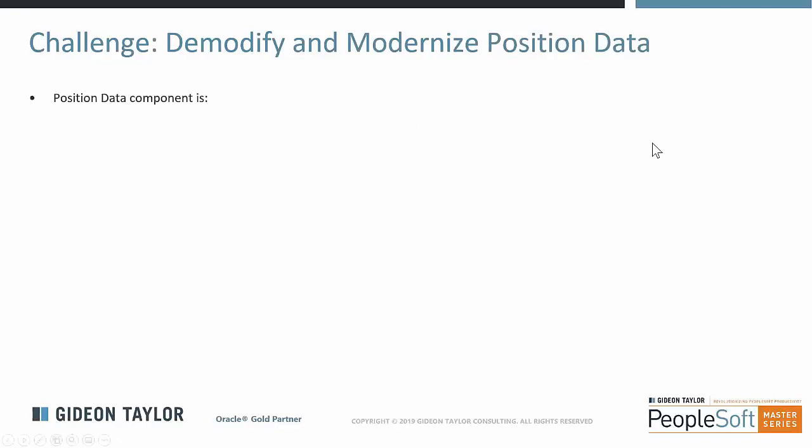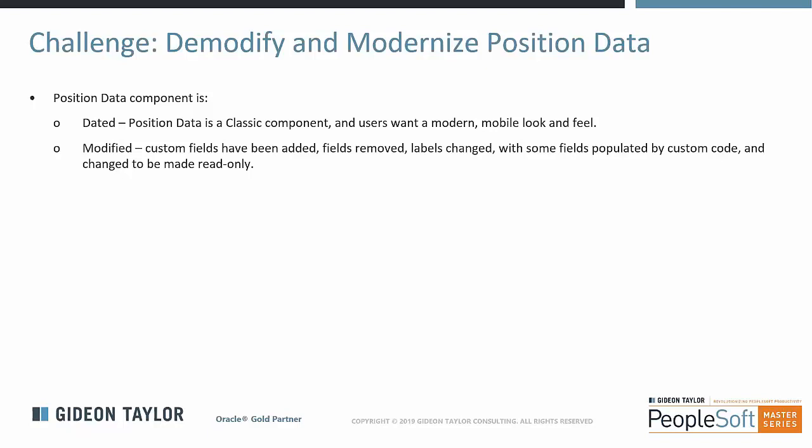So in our situation, our customers are saying that the position data component is dated. It's a classic component. We'd really like to get to mobile. It's also been heavily modified. We have fields that have been added to the component. We've removed fields. We've changed labels. We've added some code to get some of the custom behavior that we want, and we've also made some fields read-only.